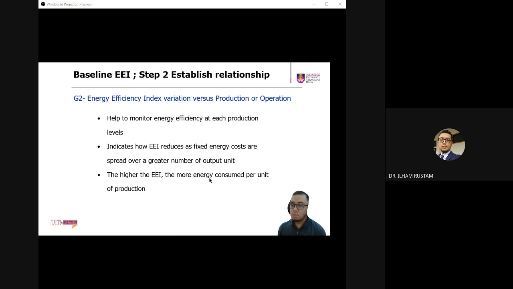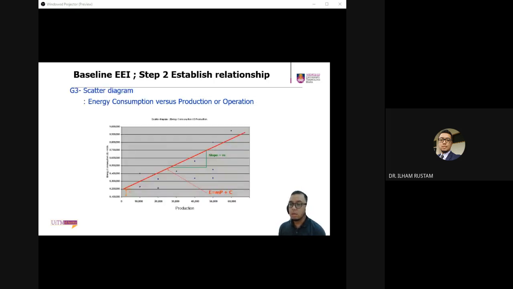The higher the EI, the more energy being consumed. That means tak bagus lah, tak efficient lah. If the energy being consumed more, that means you have to pay more for electricity bills or the fuel purchasing bills. Okay, then you can also use energy consumption versus production or operation. So that means you're using directly the weight of the liter, for example, the liter of fuel versus the operation or the production being. So as you can see here, there's a relationship that you can plot, which indicate, of course, you can't control, you can actually indirectly versus, which is via maintenance of the machine and whatnot.